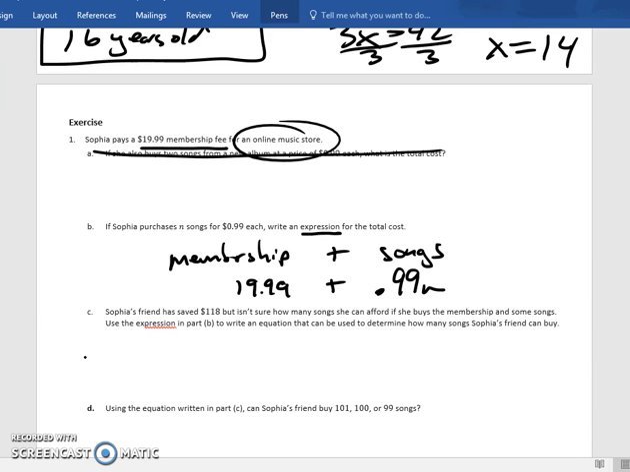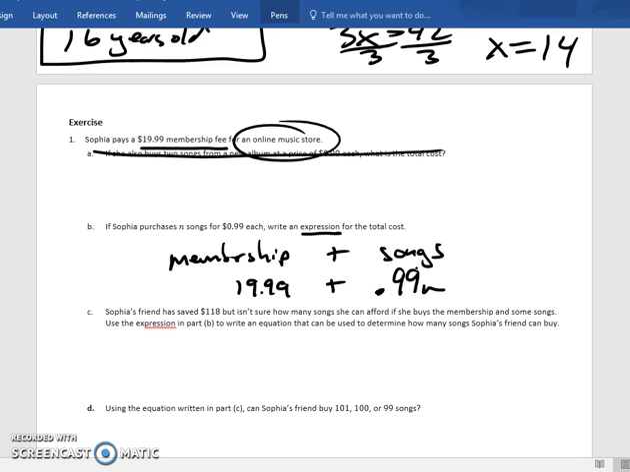Now, what we want to lead into is question number C here. Question, letter C. All right. Okay, so Sophia's friend has saved $118, but isn't sure how many songs she can afford if she buys the membership and some songs. So use the expression in part B to write an equation that can determine how many songs Sophia's friend can buy.